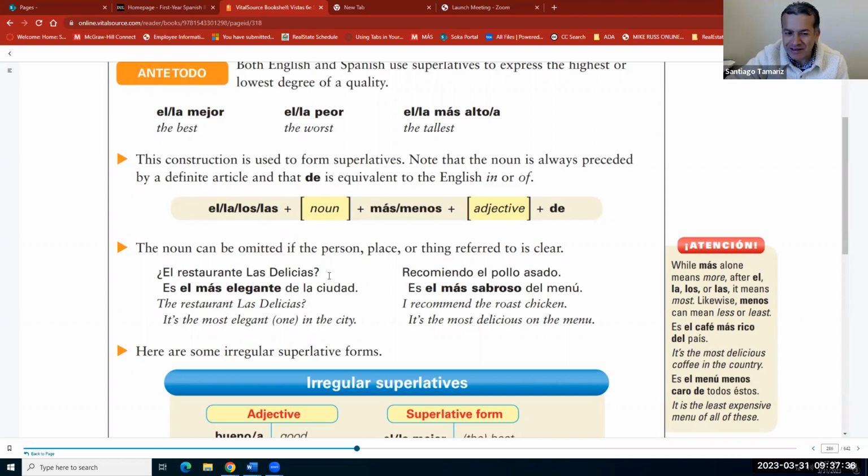El restaurante Las Delicias, we know that we're talking about restaurants, so we don't have to mention the noun, which is supposed to come right after the definite article. We're supposed to say, es el restaurante más elegante de la ciudad. But we don't have to mention it because we know that we're talking about restaurants. One more time. Es el más elegante.